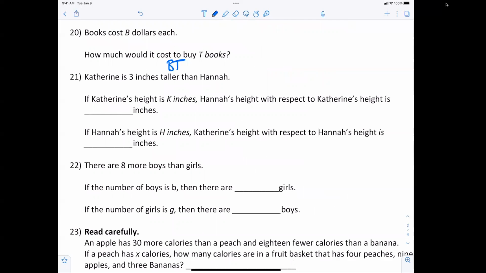Ooh, these are kind of, I try to make these a little bit harder. Close. Now, here's what I want everybody to do. Listen to me. Let's give Catherine a height. Let's say she's 60 inches tall. Then how old is Hannah? Shh, shh. Miss Iverson. Catherine is 60 inches tall. How old would Hannah be? It says Catherine is 3 inches taller than Hannah.